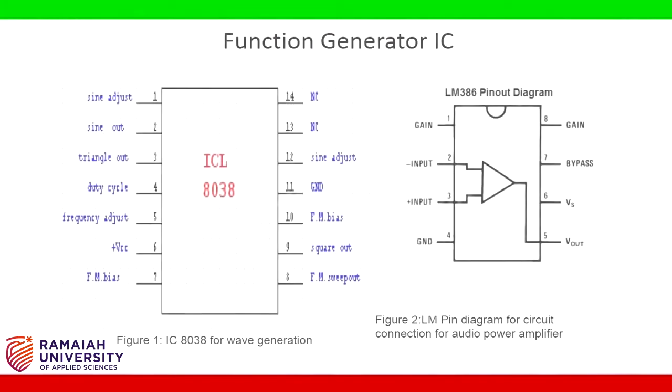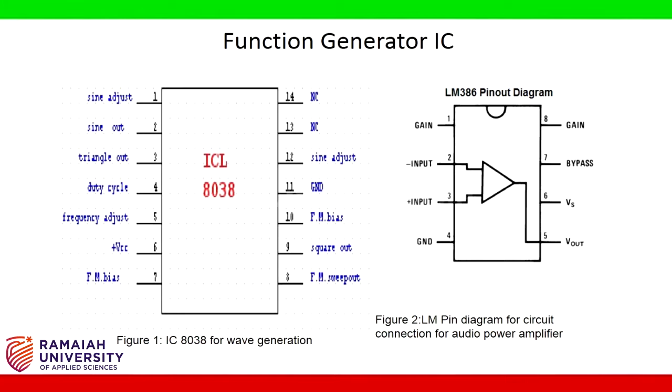The IC 8038 waveform generator is a monolithic integrated circuit capable of producing high accuracy sine, square, triangular, sawtooth and pulse waveforms with a minimum number of external components. The basic principle of IC 8038.